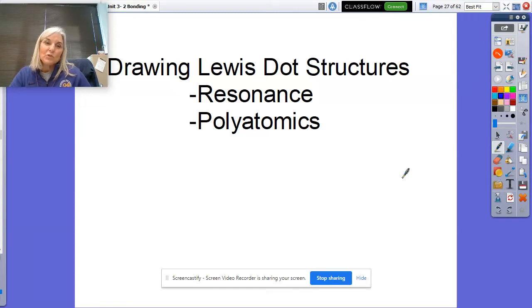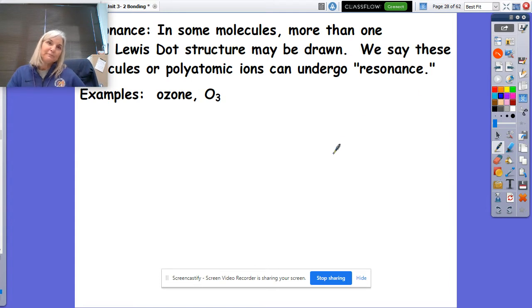We are going to draw more Lewis dot structures, or Lewis dot diagrams. Either way, they're the same thing. So far, you've drawn the single bonds, the double, and the triple. And so now you're getting ready to draw the last of the series: resonance and polyatomics. So let's move forward to that and see what all that's about.